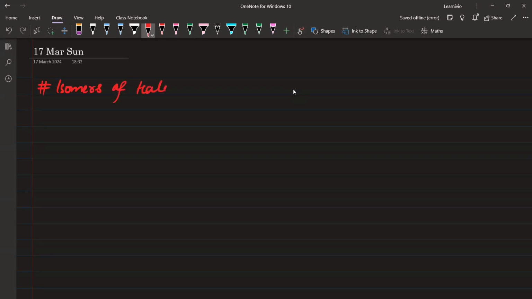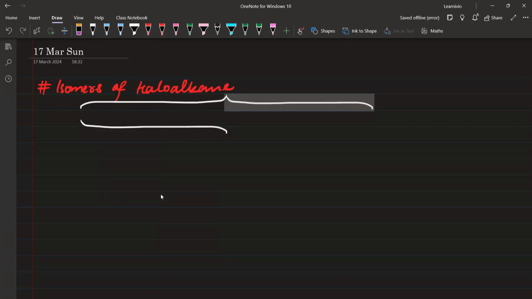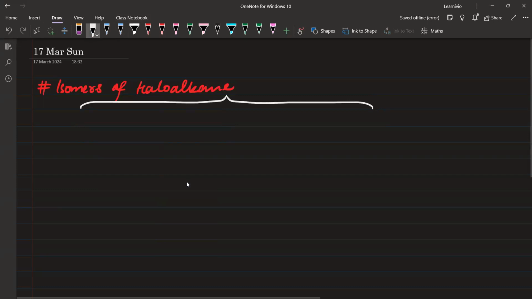Isomers of haloalkane. Now, there are mainly two types of isomers that we have to study for haloalkanes. One is known as the position isomer, and the other is known as chain isomers, right? So we'll have to study chain and position isomers.